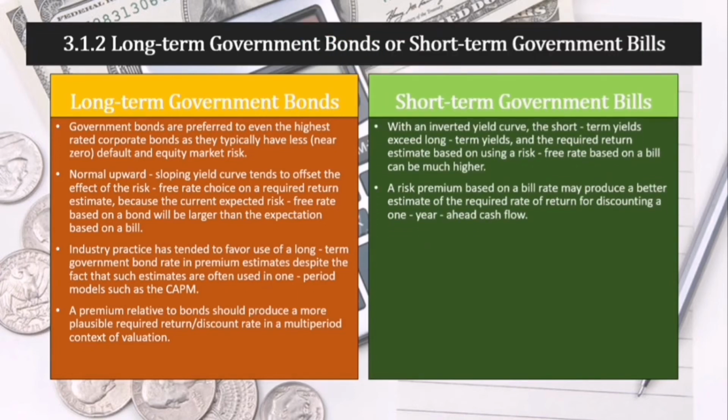With an inverted yield curve, the short-term yields exceed long-term yields, and the required return estimate based on using a risk-free rate based on a bill can be much higher. A risk premium based on a bill rate may produce a better estimate of the required rate of return for discounting a 1 year ahead cash flow.